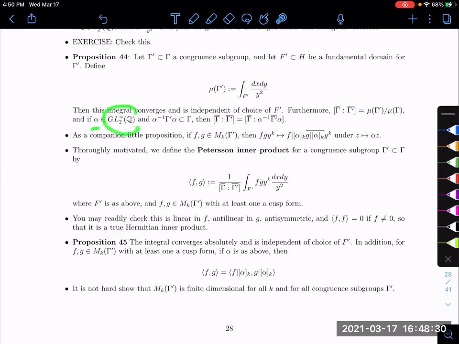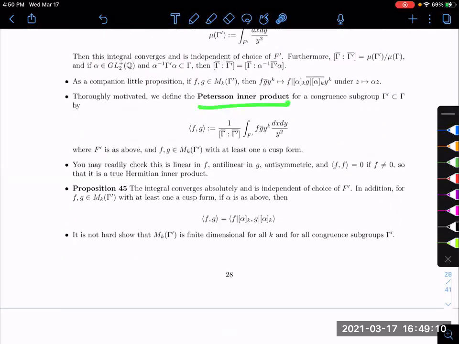And if alpha is any matrix in GL2 plus with rational entries, such that not only is gamma prime in SL2Z, but alpha inverse gamma prime alpha also is in SL2Z, then this index here is independent of conjugation. You can conjugate it by any such alpha, retake the index, and you'll get the same index that you started with. And so when people discovered all this, they were like, wait a minute, I think we can maybe make an inner product out of this.